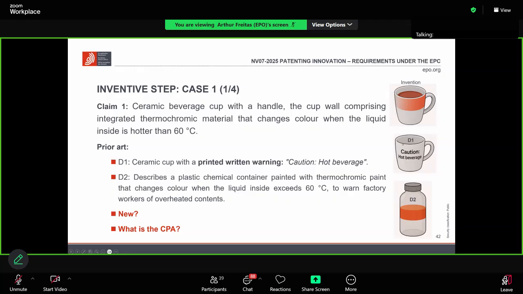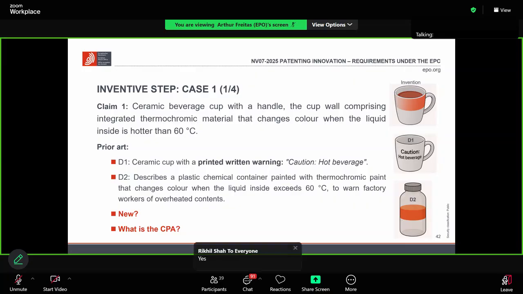Then we do a prior art search and we find two relevant documents, only those two. We find a ceramic cup with a printed written warning, "Caution, hot beverage." That's D1. And we find D2, which describes a plastic chemical container painted with thermochromic paint that changes color when the liquid inside exceeds 60 degrees Celsius to warn factory workers of overheated contents. That's D2.